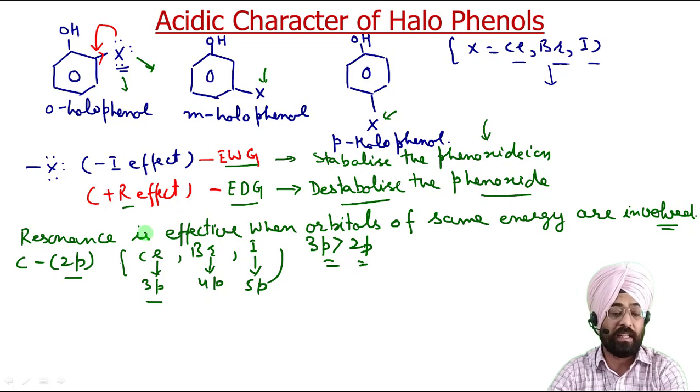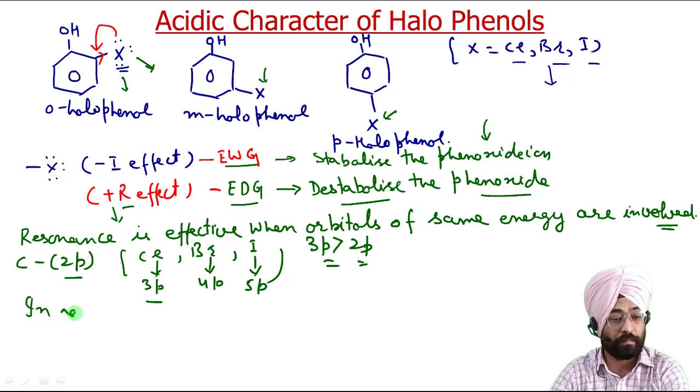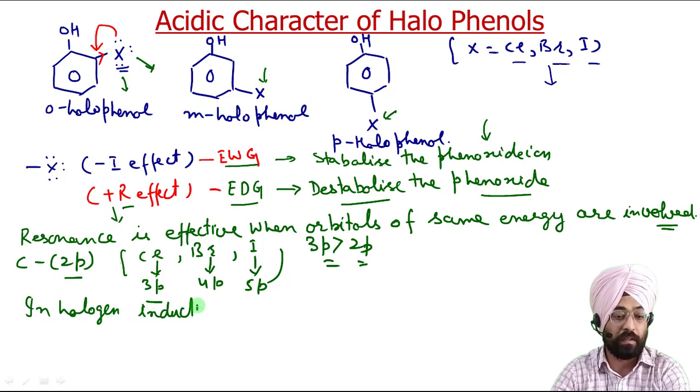So in this case resonance is not effective, because electrons have to come from one orbital to another, and it is most effective when these two orbitals have the same energy. But in the case of halogens, these orbitals are 3p, 4p and 5p for chlorine, bromine and iodine respectively, whereas carbon has a 2p orbital, so this resonance effect is not as effective. So in halogens, the inductive effect dominates.